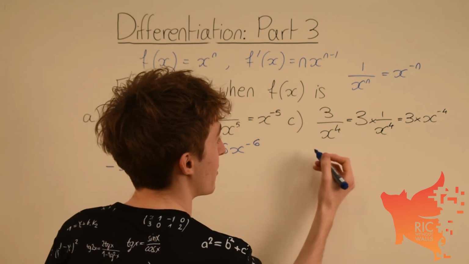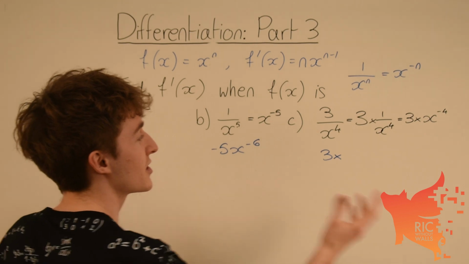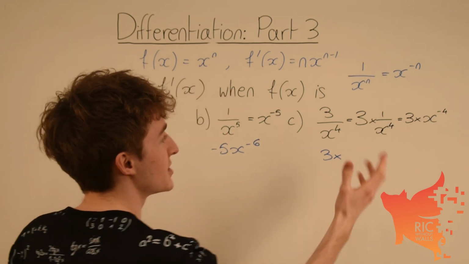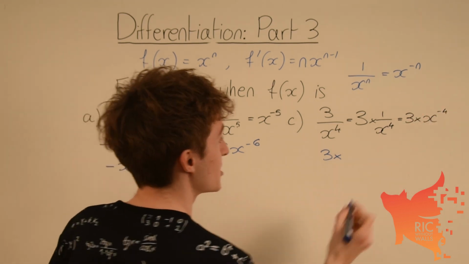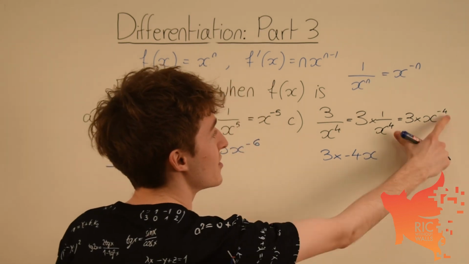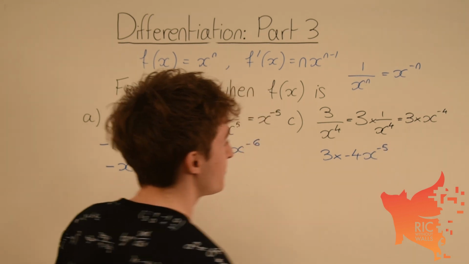So the first thing we're going to do when we differentiate is just copy the 3 multiplier, and then we're going to think about how to differentiate x to the power of minus 4. So to differentiate this power of x, we're going to bring the minus 4 down in front, which is going to be minus 4x to the power of minus 4 minus 1, which is minus 5.